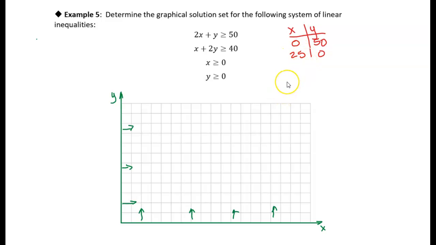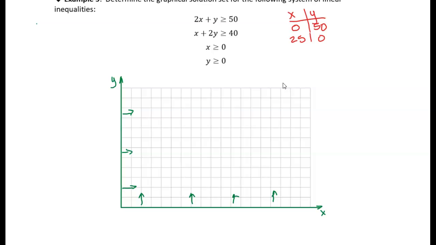All right, so let's graph that line. Now I need a bit of a scale here, don't I? So let me switch back to green. I need a fairly big scale, so I'm just going to go by tens: 10, 20, 30, 40, 50. I don't think I need to go any higher than that. So 10, 20, 30, 40, and 50.